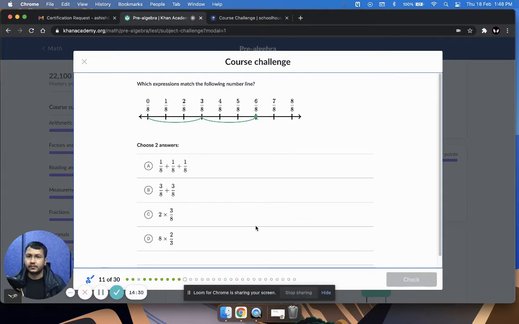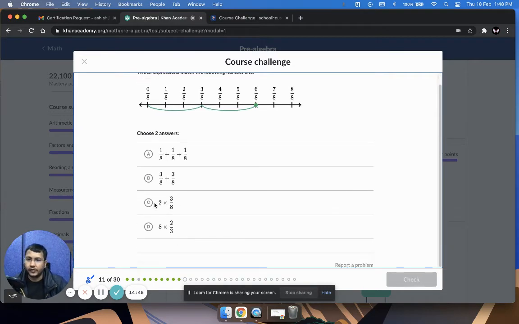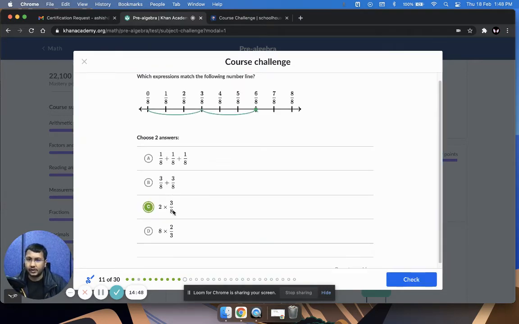Moving on. Which expressions match the following number line? Okay, what are we doing here? We are saying 3/8, and we are adding 3. We are jumping basically from 0 to 3/8, and then from 3/8 to 6/8. So let's see. We're doubling 3/8. That's one. We're adding 3/8 to 3/8. That's another one. A is not true.